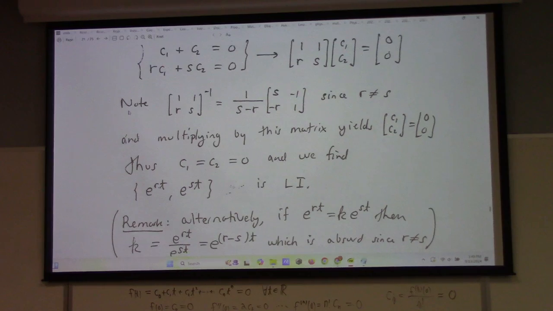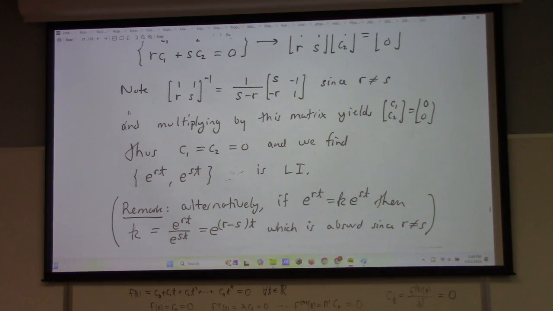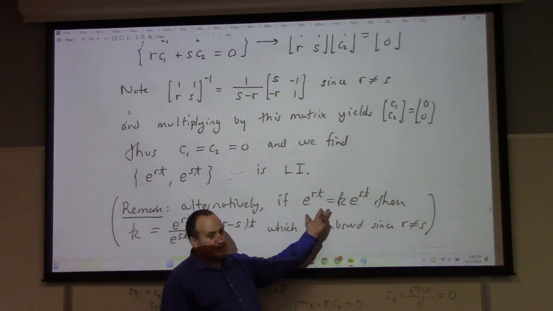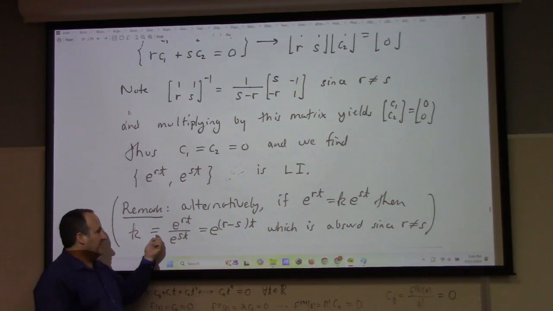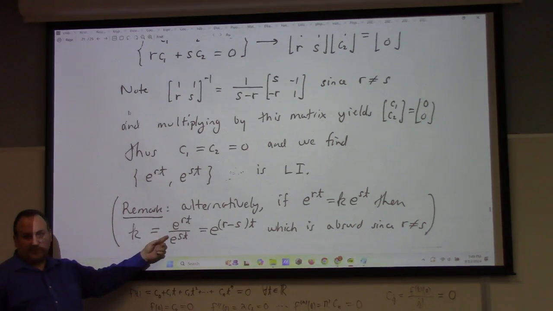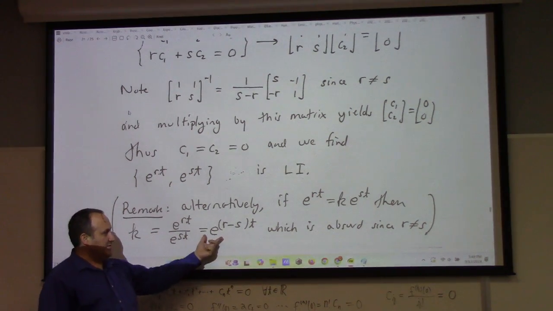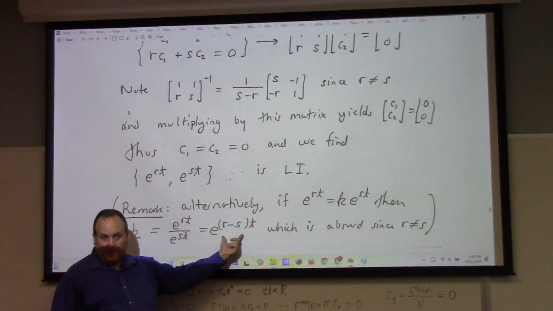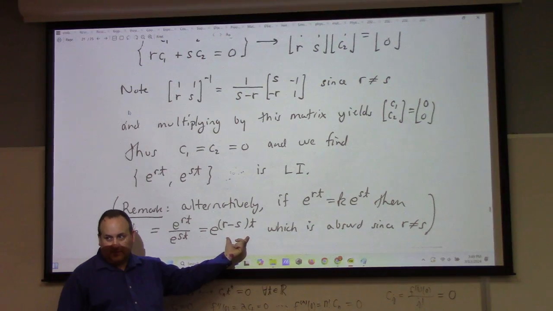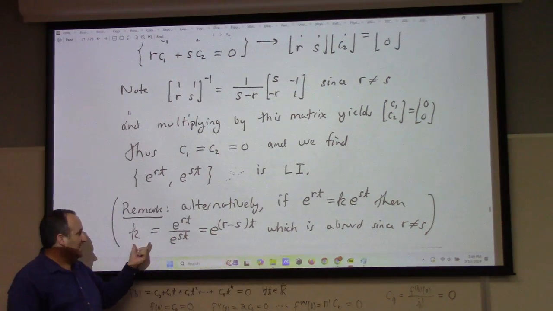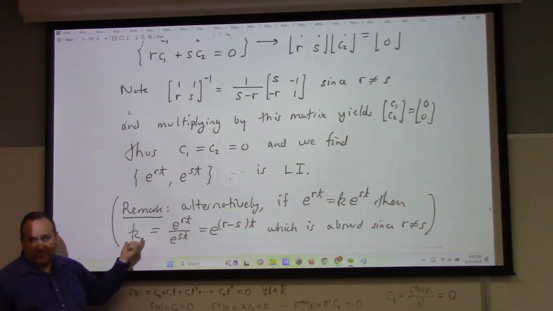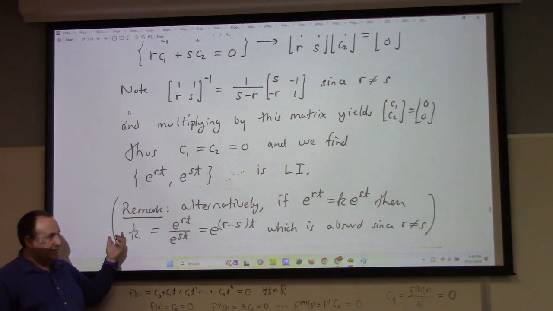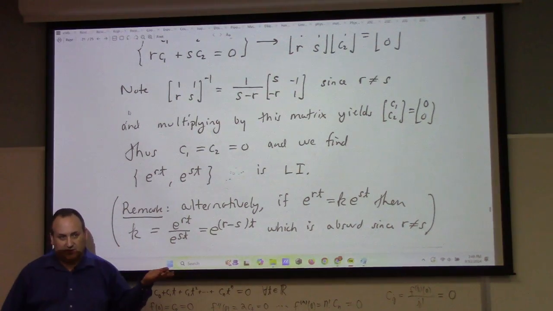Now there is, as I say down here, another way you could do it, which would be just proof by contradiction. Suppose they're linearly dependent, then one has to be a non-zero multiple of the other, but then by algebra, k is the ratio of this and that, which by algebra is this. R not being equal to s, this is a function of time. So e to the non-zero multiple of t equals a constant is absurd. Contradiction. Therefore, they must be linearly independent. That is also a totally legitimate argument that could have been given.